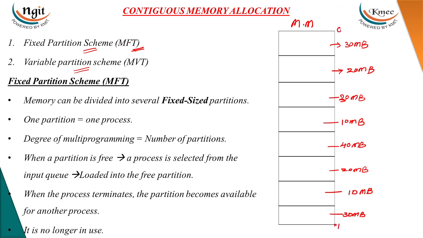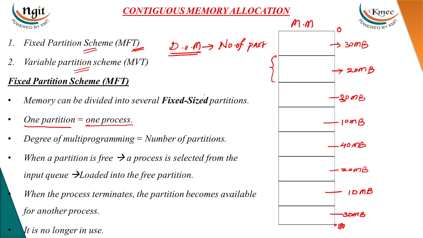This 0 to 180 MB will be divided into different sizes, and these sizes are fixed. There is a condition that in one partition you can store only one process. So the degree of multiprogramming, that is, the number of processes residing in the main memory, is equal to the number of partitions.